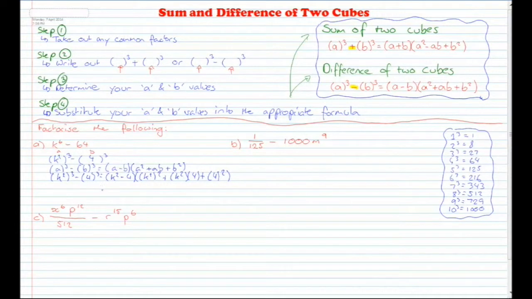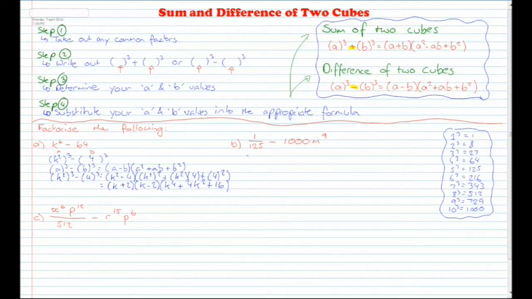Alright, go through now and simplify this, so you get this is equal to k squared minus 4. Now this can actually be factorised further, so we can get k plus 2, k minus 2, and then we get k squared squared, which is k to the power of 4, plus 4k squared plus 16. And there you have it fully factorised.